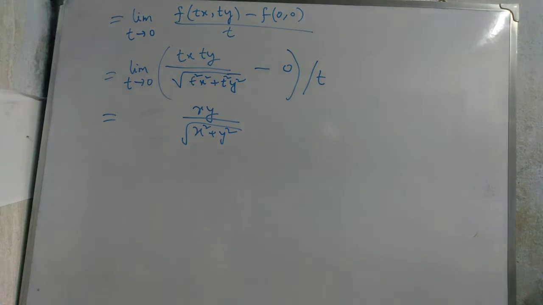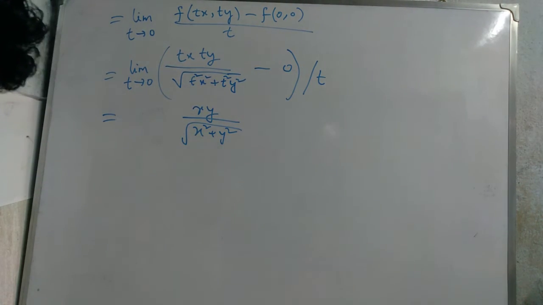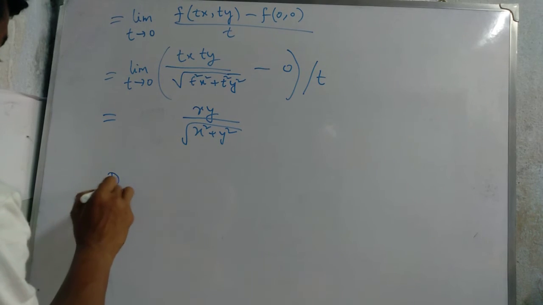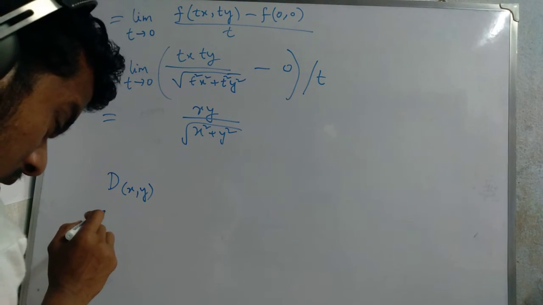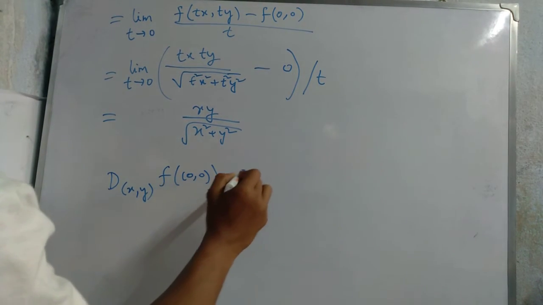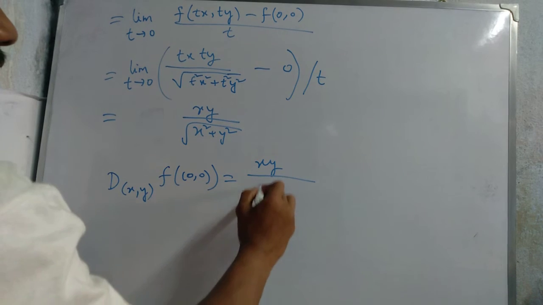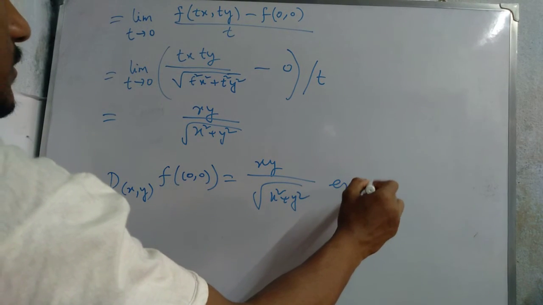Then what happened? Then we also see that in any direction, that means D_(x,y) f(0, 0) equal to xy by x² + y² exists.